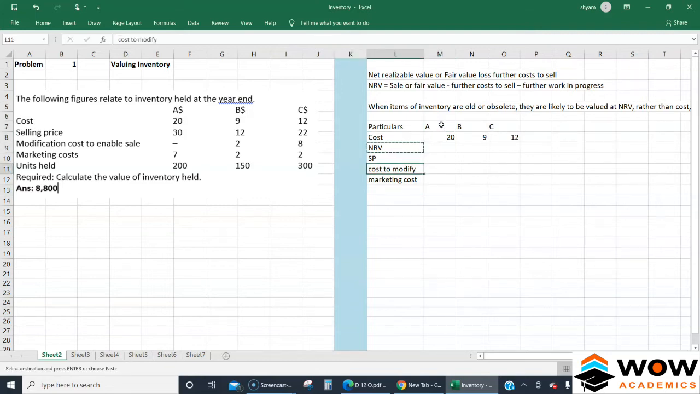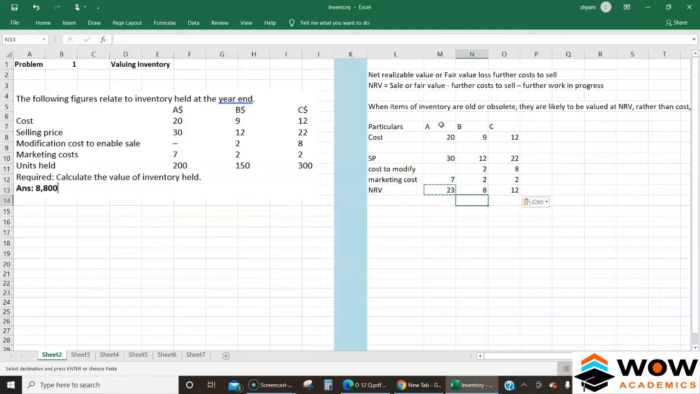So NRV we can put it here. Selling price is 30, 12 and 22. Cost to modify is nothing here, 2 and 8. Marketing cost is 7, 2 and 2. So NRV would be this number minus this number and again minus this number. So that would be the NRV.